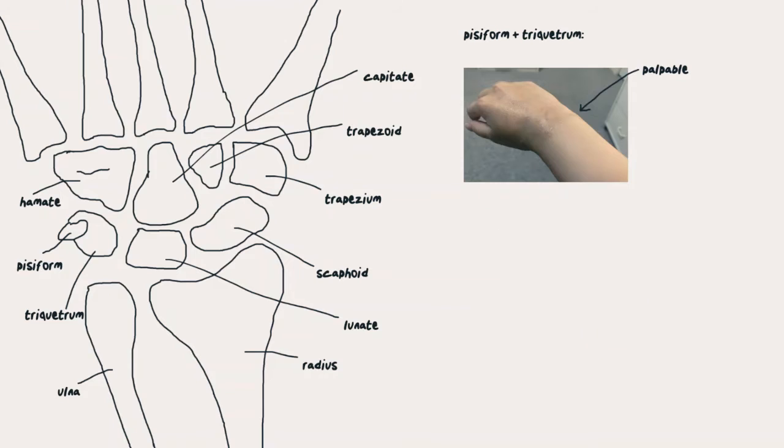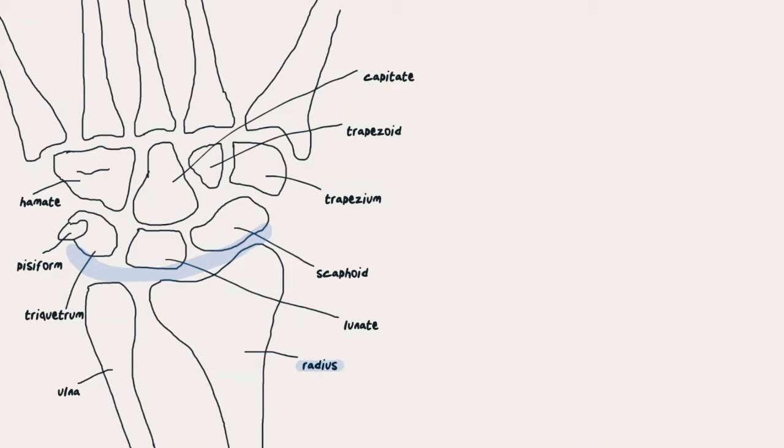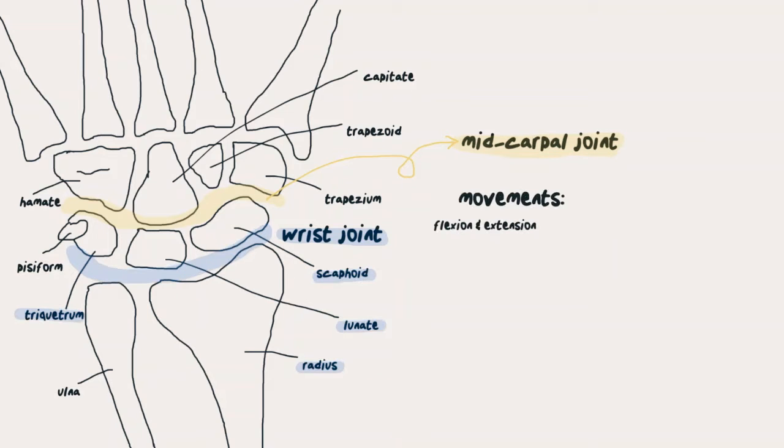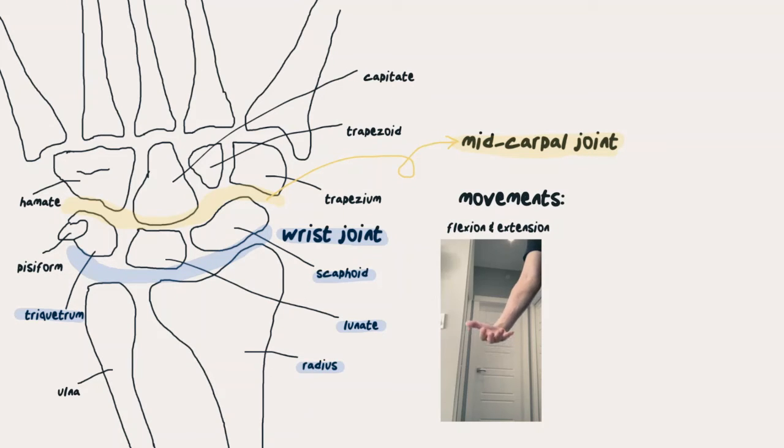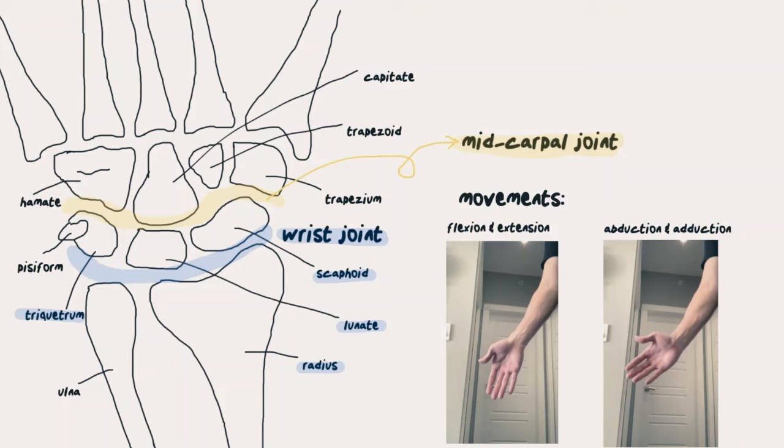Now the wrist joint, also known as the radiocarpal joint, has 4 bones which are scaphoid, lunate, radius, and triquetrum. Now in between 2 rows of carpal bones, we have the midcarpal joint. The wrist joint allows a large range of movement including flexion and extension, as well as abduction and adduction, or radial deviation and ulnar deviation.